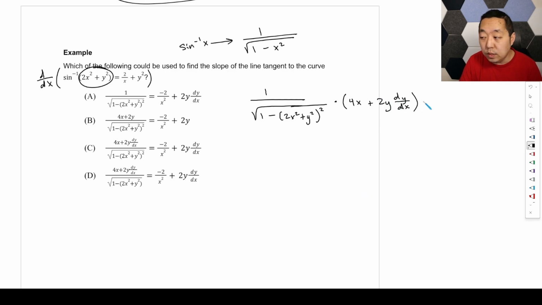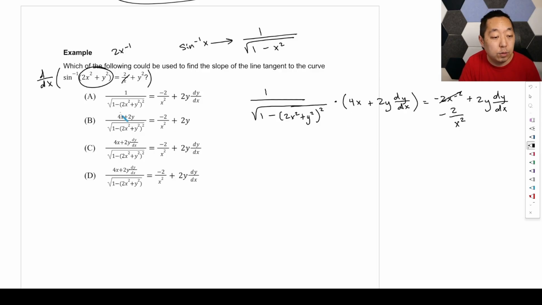Right? Then we'll take the derivative of this side. Write this as 2x to the negative 1. So we'll do that as power rule, so it'll be negative 2x to the negative 2, right? Subtract 1 on the exponent. And then the derivative of y squared is 2y dy/dx. Now this guy you could write as negative 2 over x squared, which is probably what they do.